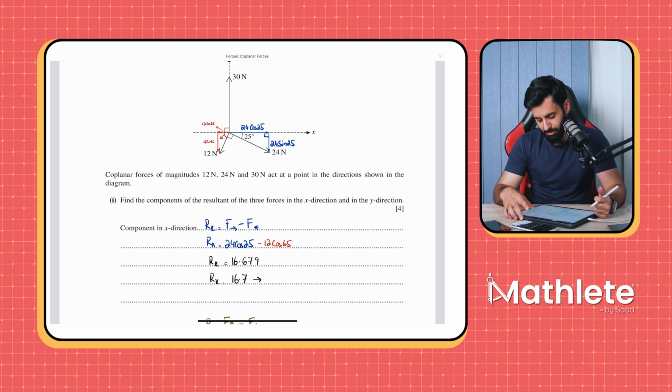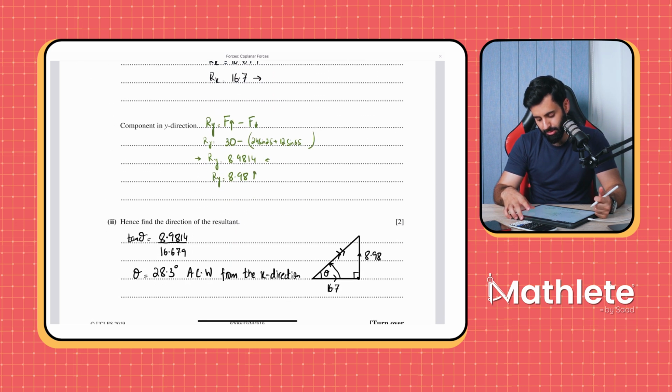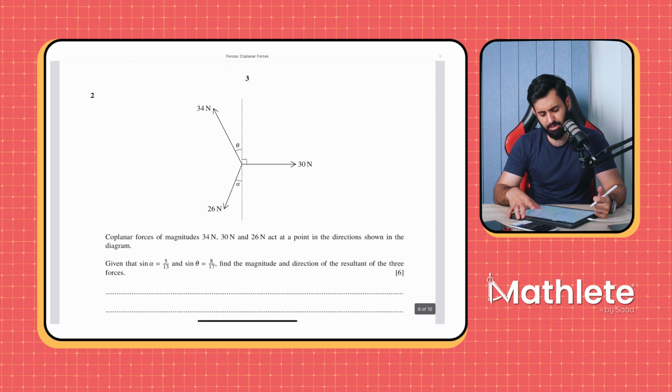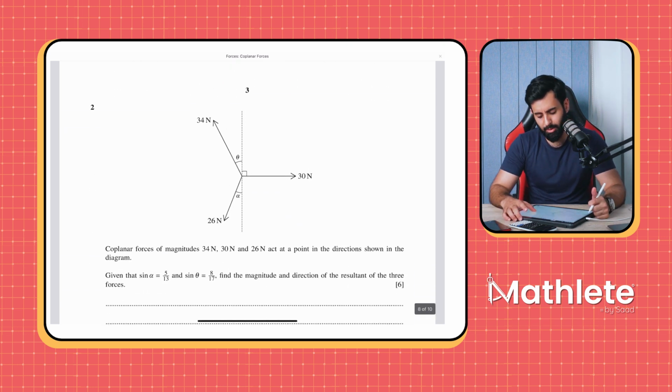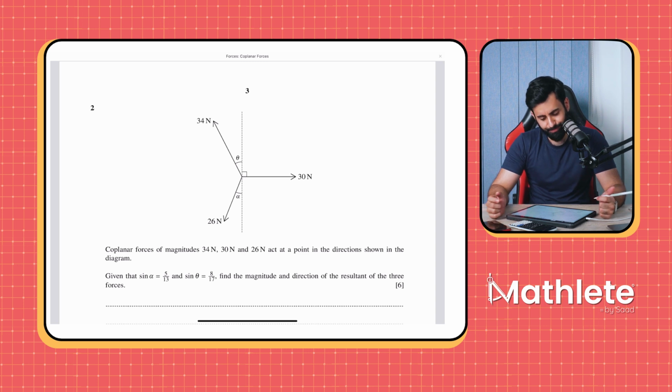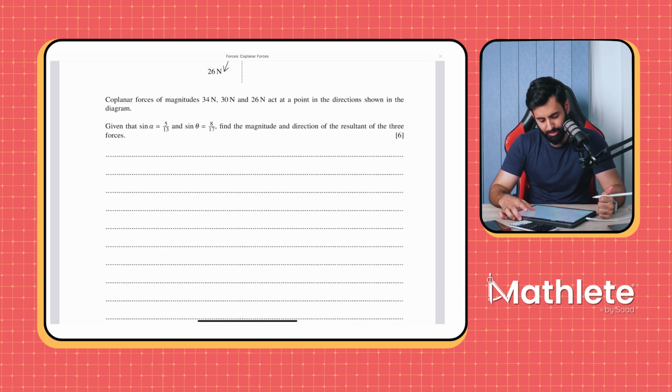Okay, so that's that. How many marks was this question for? 4 plus 2, 6. And you will generally find questions like these of 6 marks. Okay. All right. Now, so here we have another past paper question.